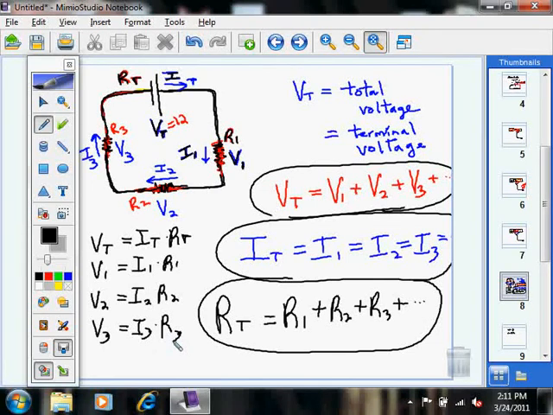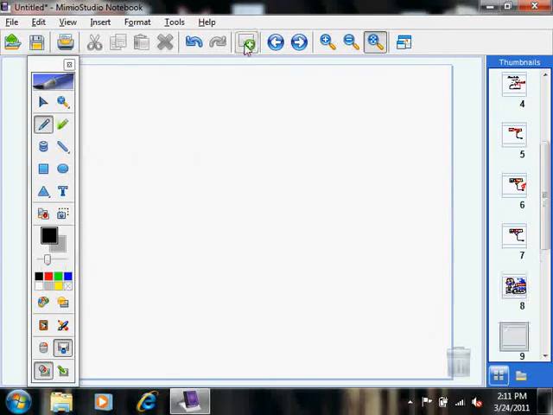The biggest mistake that students make is they mismatch the terms. You have to be consistent: T, T, T, or 1, 1, 1, or 2, 2, 2, or 3, 3, 3. The biggest mistake is doing something like saying the total voltage is equal to I2 times R1. You can't just mismatch. It's got to be consistent. This is a big no-no.